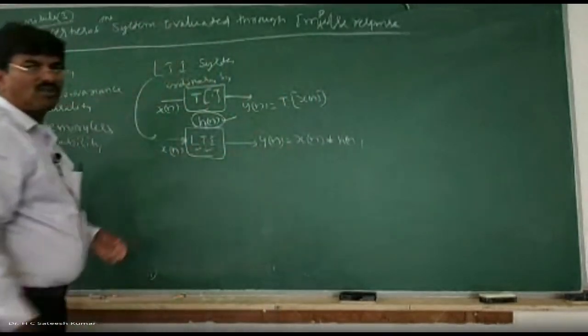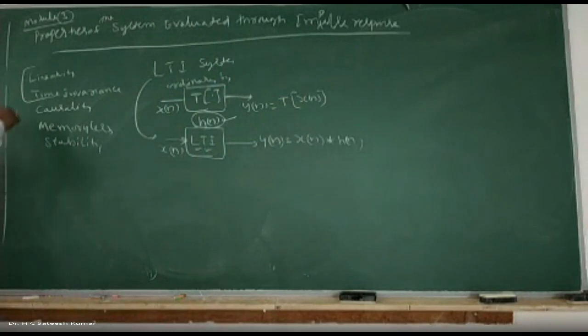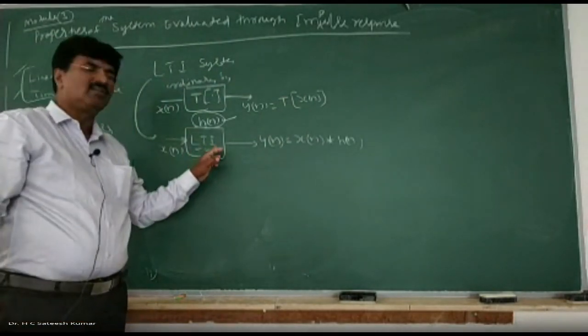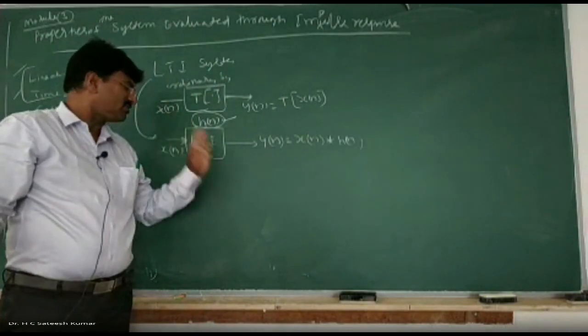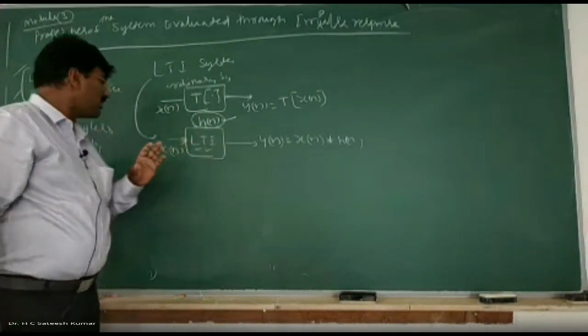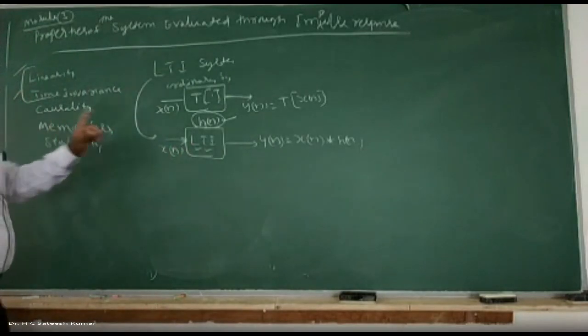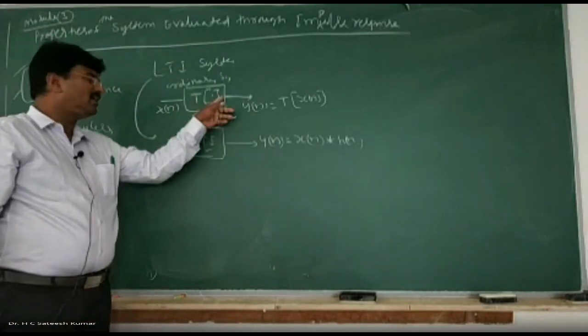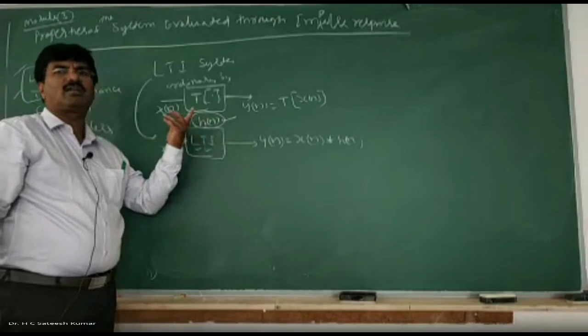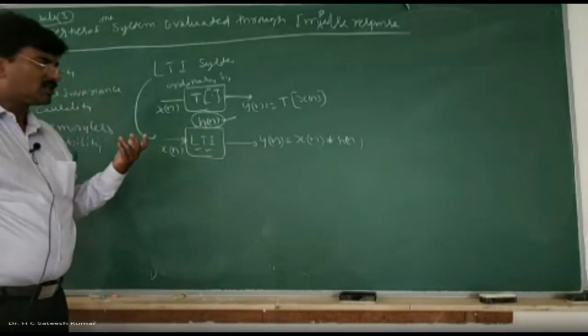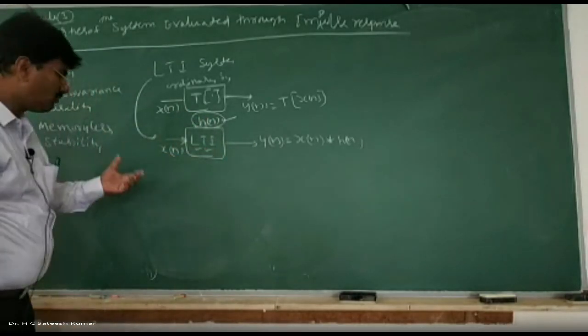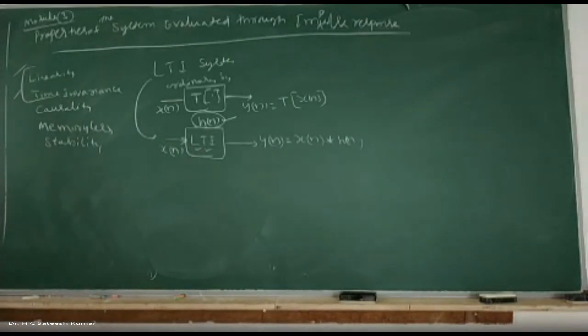What is the condition for that? The two properties, linearity and time invariance, we need not verify. Once the system is linear and time invariant, check the other three properties. Once it is an LTI system, it is not represented by T, it is represented by h of n or h of t. One by one we shall take it out: what is the condition for causality, what is the condition for memoryless, and what is the condition for stability? All those things we are going to verify.